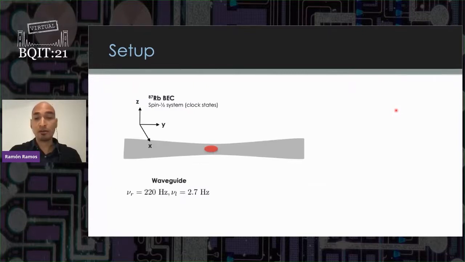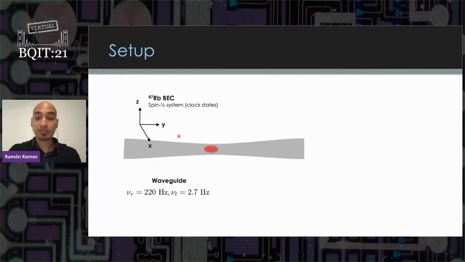Okay, so this is how our setup looks like. We're going to work with rubidium-87 atoms in a Bose-Einstein condensate, and we're going to have a spin 1/2 system using the clock states of the ground state manifold. Our atoms will be confined in a waveguide, so this is an attractive potential, with a radial frequency of 220 Hertz and a longitudinal frequency of around 3 Hertz. That means that all the dynamics are going to happen along the longitudinal axis, that is the y-axis.